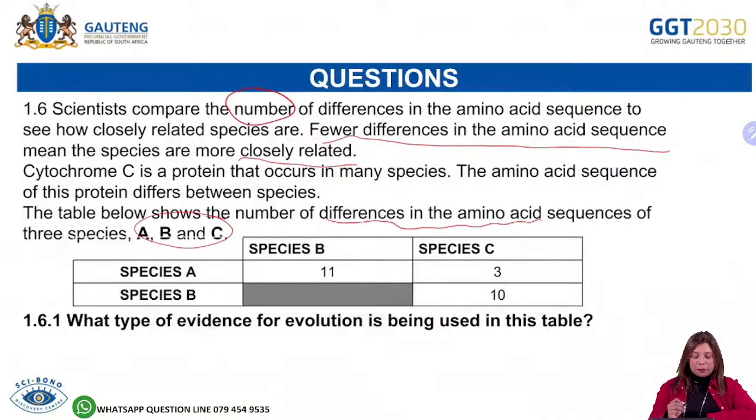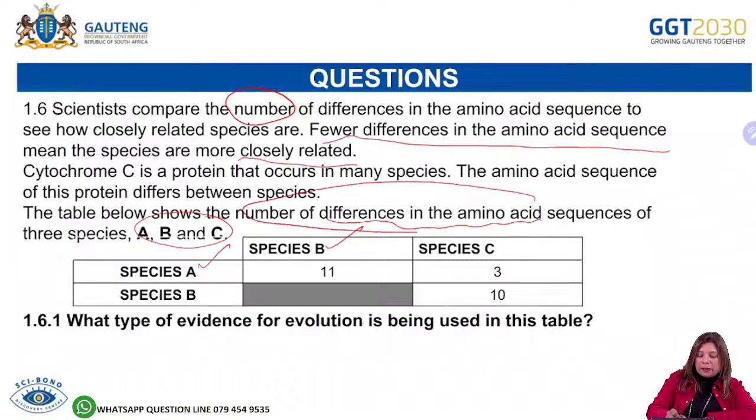So let's talk, okay? Here we got species A, and they're comparing it to species B. So we know that from our information here, they're looking at the number of differences in the amino acids. So what do we understand? The less amount of differences in the amino acids, the more closely related. It's common sense. There's nothing difficult about that.